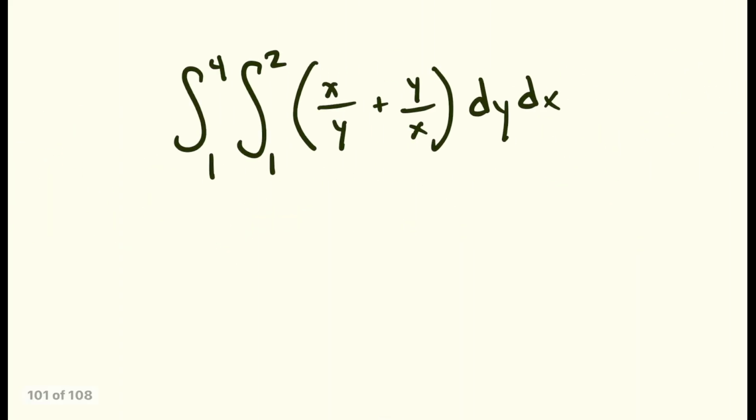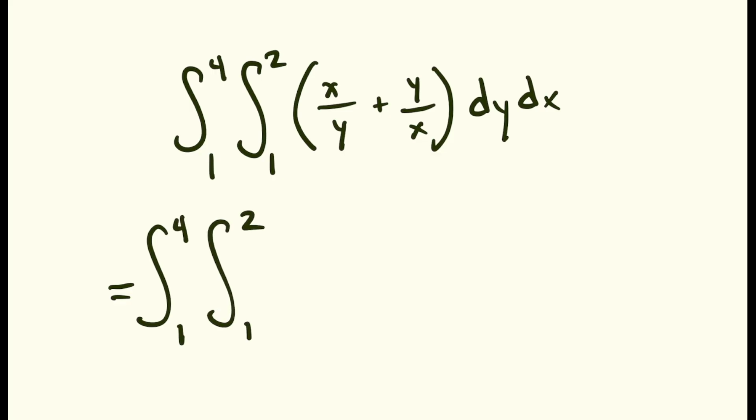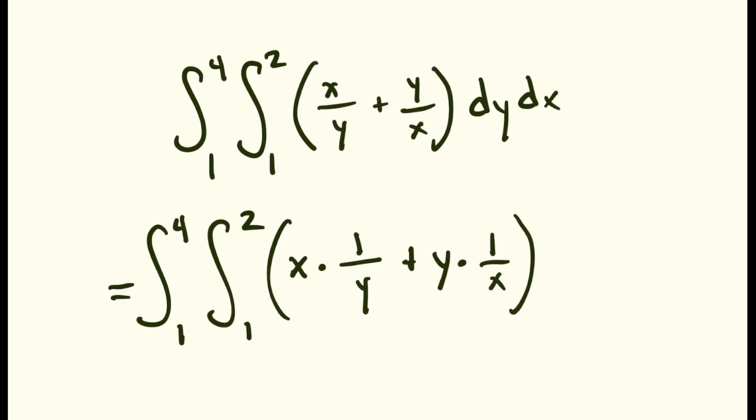First thing that we're going to do is rewrite our problem, because you'll notice that our x's and y's are just kind of stacked on top of each other. It's going to be a little bit easier if we break those apart and write it as x times 1 over y plus y times 1 over x. It's just going to give us a little bit of breathing room. Oftentimes the best thing in math to do is rewrite your problem.